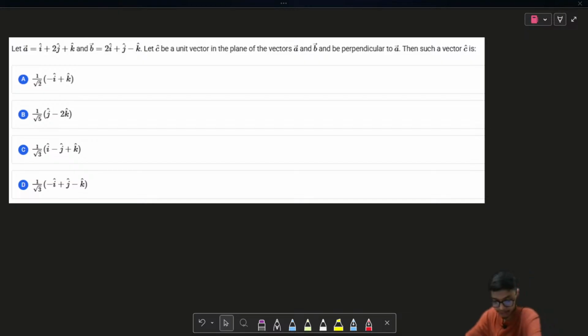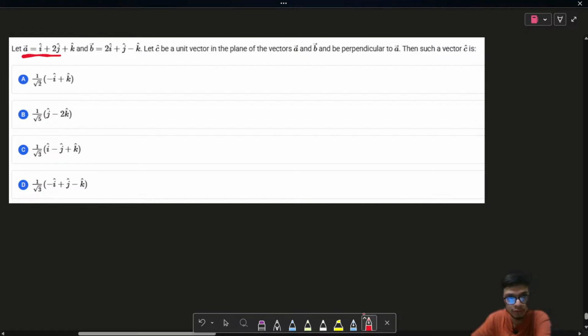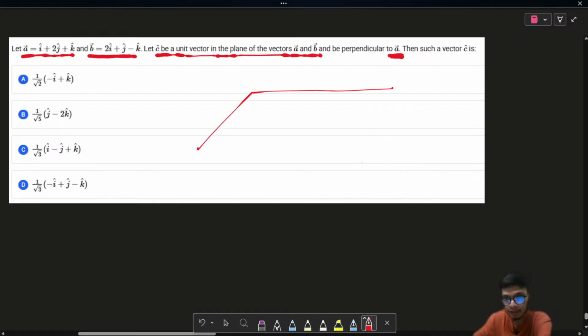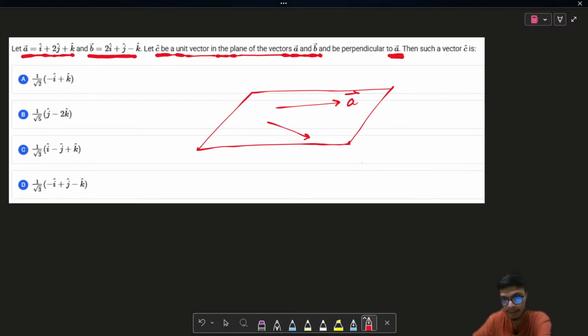The first question on our screen says that we are given two vectors, a vector and b vector, and there is another vector c, which is a unit vector in the plane of a and b, and is also perpendicular to a vector. So let's try to draw the situation. If I draw the plane over here, we have a vector and another vector, b vector, right? That's what the question denotes.